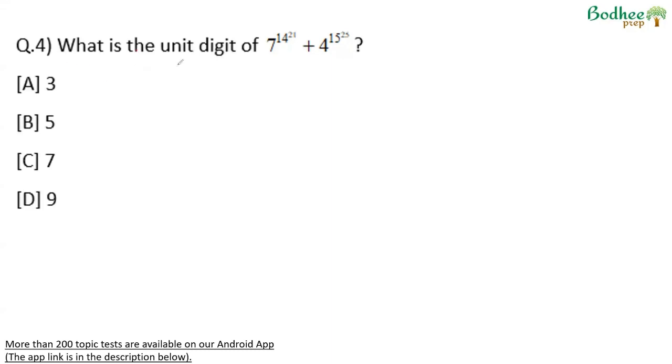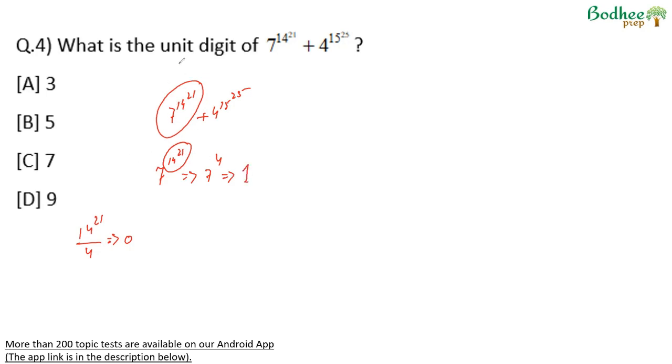What is the unit digit of 7 raised to power 14 raised to power 21 plus 4 raised to power 15 raised to power 25? Now, if you look at this number here, this is 7 raised to power 14 raised to power 21. 14 raised to power 21 when divided by 4 will give us a remainder of 0. Even number raised to any power other than 1 becomes divisible by 4. So this is equivalent to writing 7 raised to power 4 for unit digit. 7 raised to power 4 unit digit is 7, 49, 31, 61. So the unit digit from here will be 1.